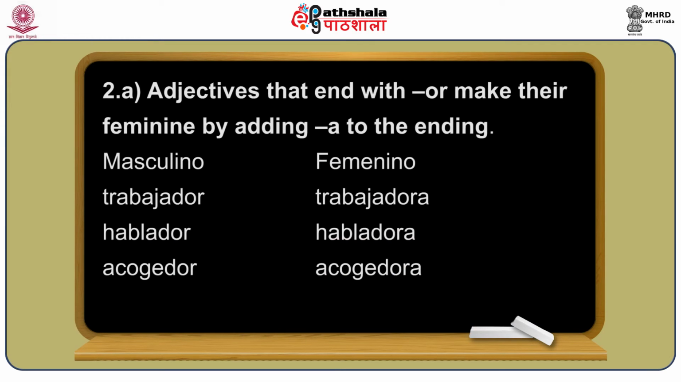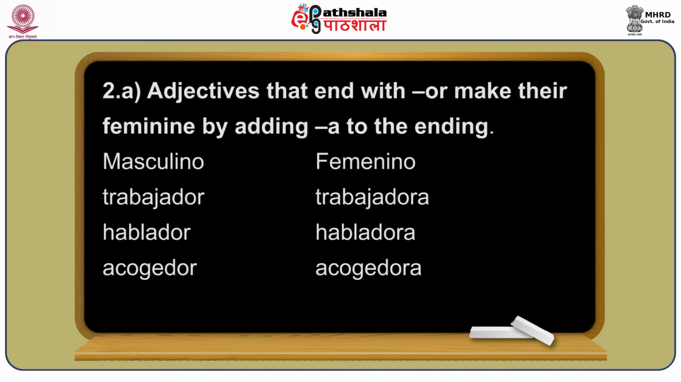Now, adjectives that end with or make their feminine by adding a. Some adjectives which end with or are, for example, trabajador. In order to make it feminine, just add a and it becomes trabajadora, meaning hardworking. Same way, hablador meaning talkative, and in order to make it feminine, just add a and it becomes habladora. And acogedor meaning warm for a place, and in order to make it feminine, add a and it becomes acogedora.